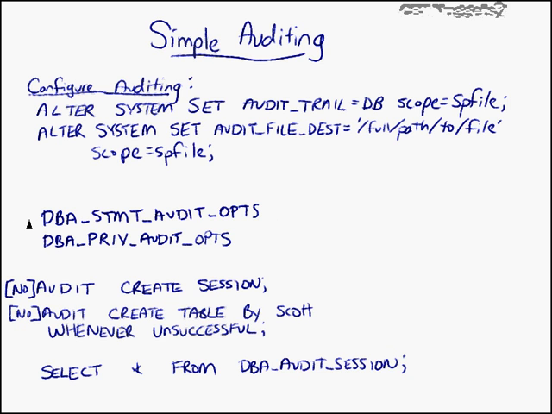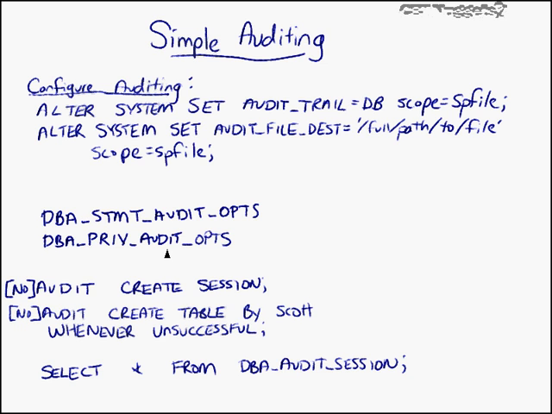We have a couple data dictionary views that tell us which things we're auditing. So this view here, DBA statement audit ops, tells us which specific statements we're auditing. For example, if we're performing a select on a certain table. And DBA priv audit ops gives us more general information about the system auditing, such as creating a session.